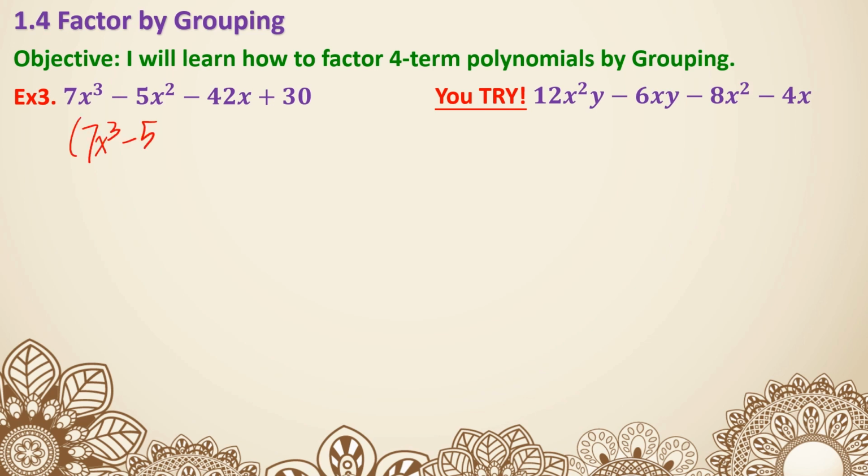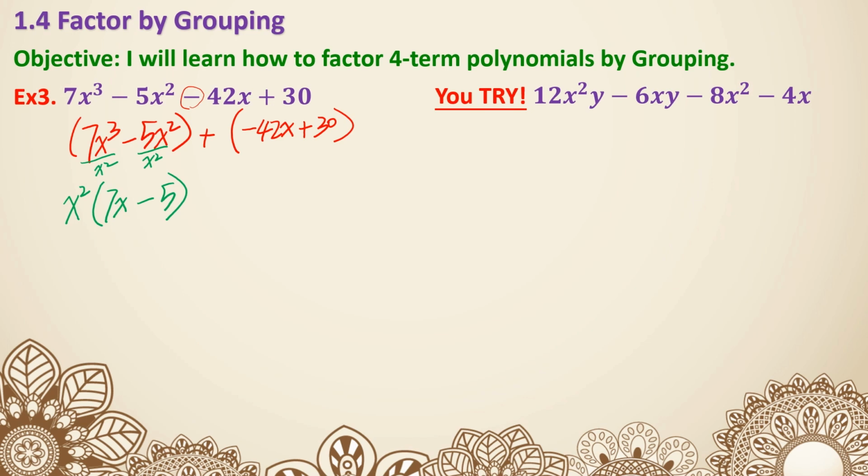7x cubed minus 5x squared minus, plus. Again, I'm attaching the negative sign with the term, so it's -42x inside the parentheses plus 30. This also makes sure I'm not just messing up the signs, because I can take care of that in the next step. The front, 7x cubed and -5x squared, they share an x squared. They do not share any numbers. So if I take away the x squared from both, I will have a 7x left in the front and a -5 left on the back.